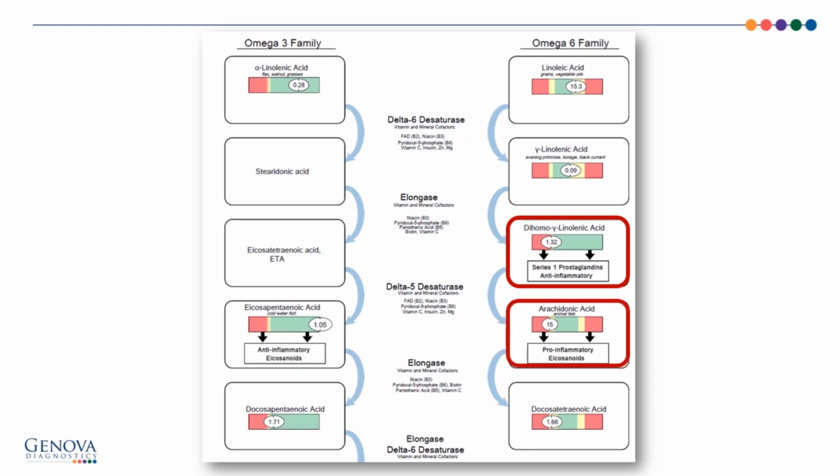In order to increase my DGLA, I need to use GLA because DGLA can't be supplemented. So in this case, I would think about that second box, the GLA, you see in small letters, evening primrose, borage, black currant. Those are all GLA sources that I would provide for this patient. I might also consider some of the nutrient cofactors for the enzymes like the delta-6 desaturase and elongase that you see on the center portion of the page.